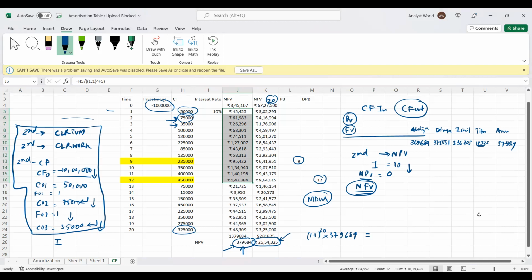33,99,805. We are getting NFP, sir. Whatever NFP value is there, no? 2554,357. Okay. Almost you will get this value. Almost the same. Almost you will get this value only. Okay. Yes, sir. All right.